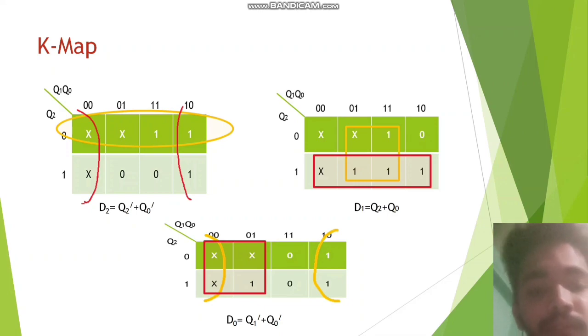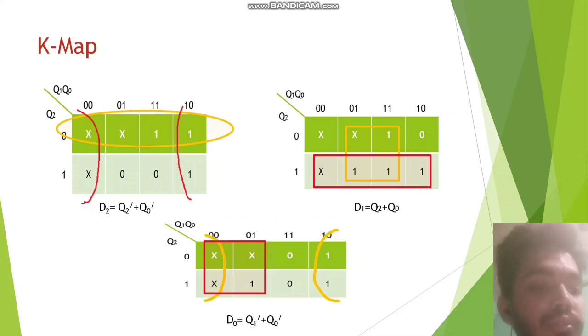In this first D flip-flop, D2, we saw that there was one group and two groups. The first group is 0 0, 0 1, 1 1, 1 0 with Q2 as 0. And the next group was 0 0 with Q2 as 0 and 1. It was folded, and then it was grouped into four. Then we got D2 equals Q2 bar and Q0 bar.